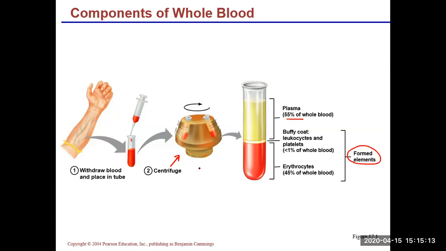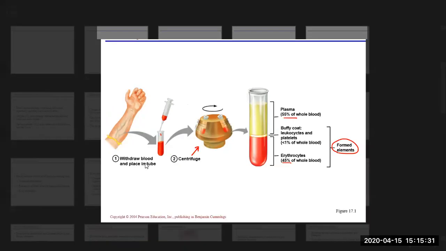So how do we figure out the hematocrit? And what does the hematocrit tell us? Well, it tells you the erythrocytes in this case are 45%, more or less. So one way to determine the hematocrit is, let's go ahead and take a look.